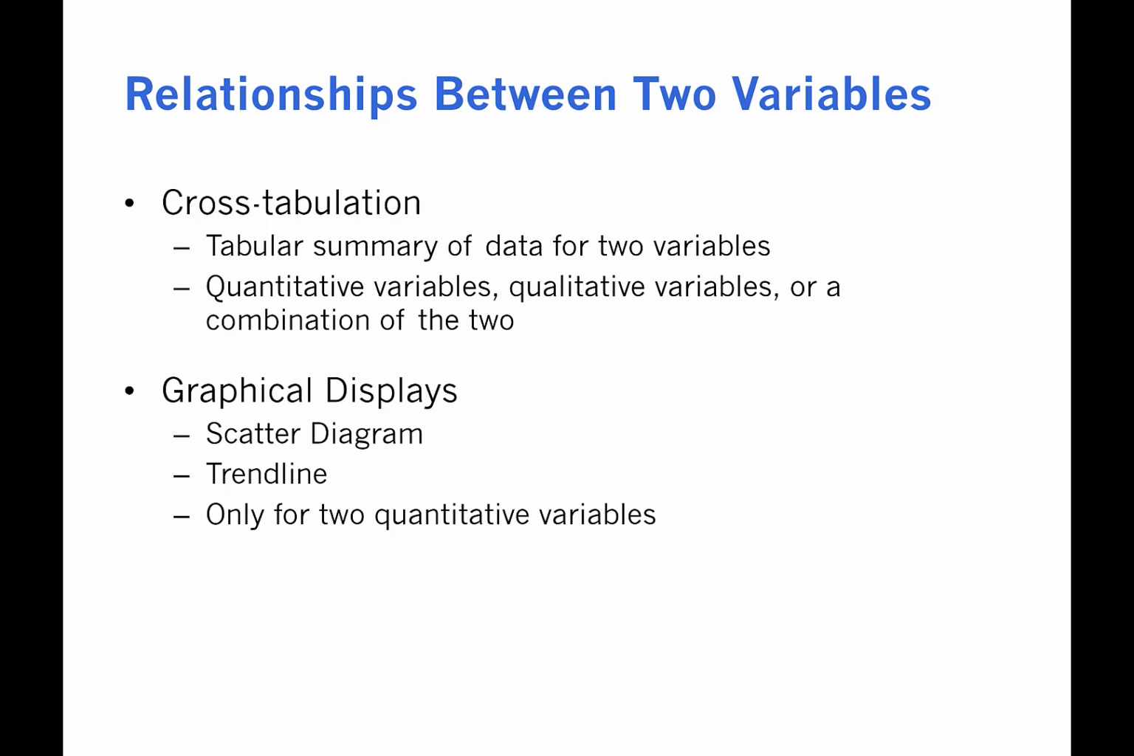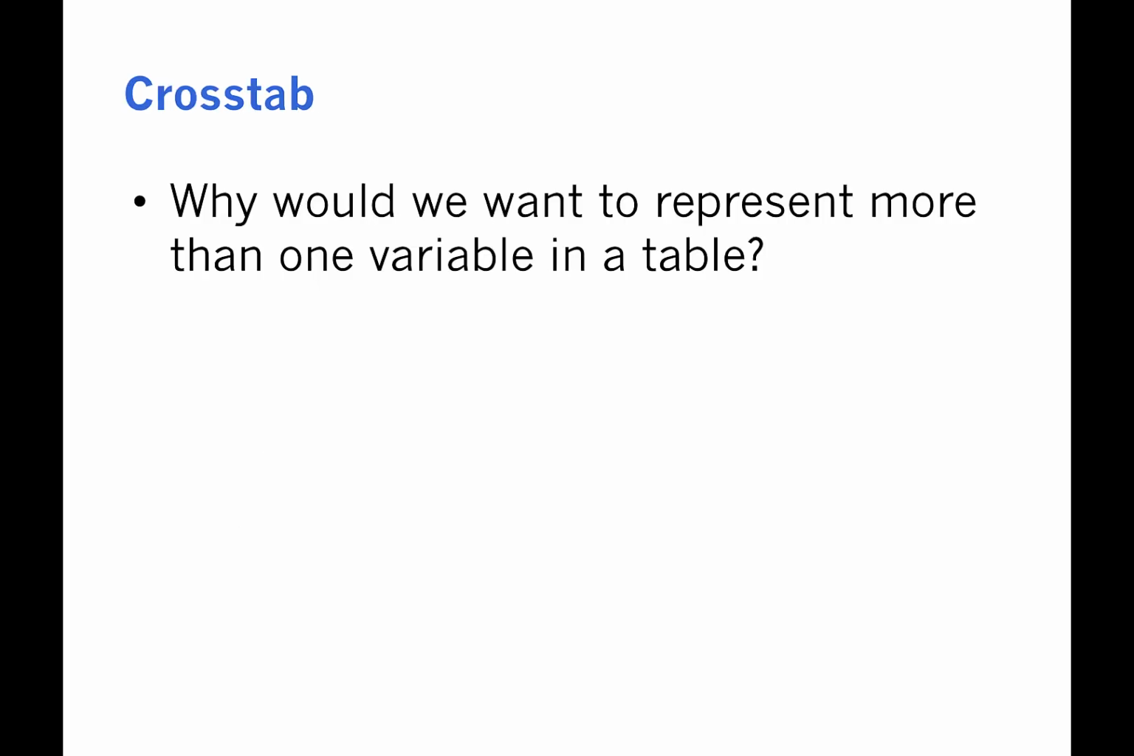Your variables can be categorical or quantitative. If you have a categorical variable, then it's easy to create a tabular representation for that. But if you have quantitative data, again, remember, you want to classify it into categories, into classes, so that you can present that data in a tabular form. Now, with graphical displays, sometimes we look at scatter plots and trend lines to investigate the relationship between two quantitative variables. Why do we want to present more than one variable in a table? Again, because we are trying to investigate a relationship between these two.